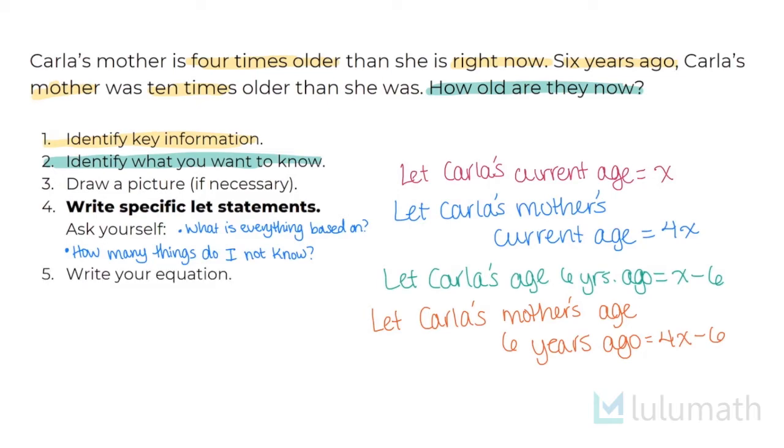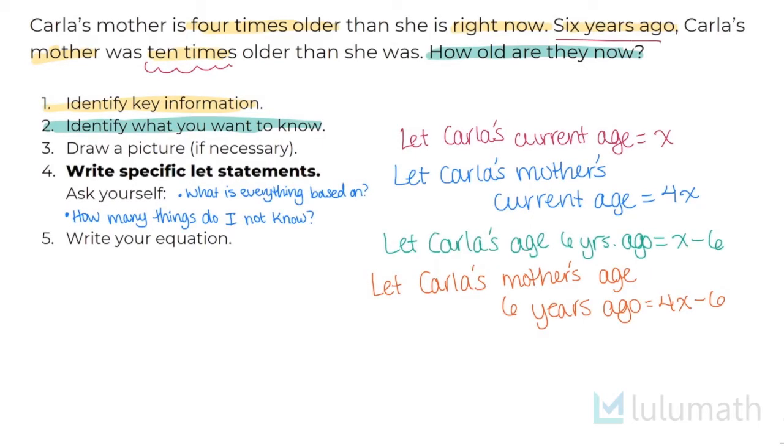Now, one last piece of information that we haven't used is the fact that Carla's mother was 10 times older than she was 6 years ago. So literally, we're going to translate what this is saying into an equation. So it says 6 years ago, Carla's mother. So I'm going to write that out. 6 years ago, Carla's mother. And then here it says was.